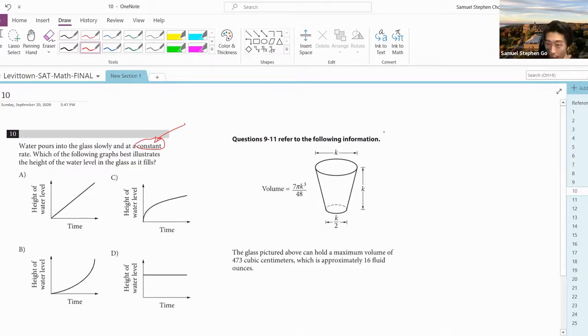So here's one thing we can say immediately. We can cross out D, and here's why. This is saying over time, the height of the water level does not change. It's constant. We know that cannot be true because we are filling the glass.